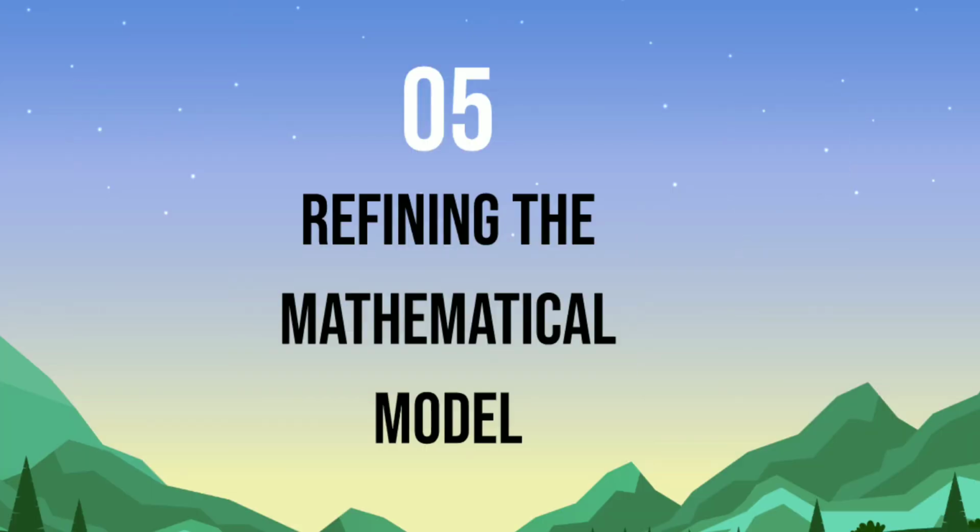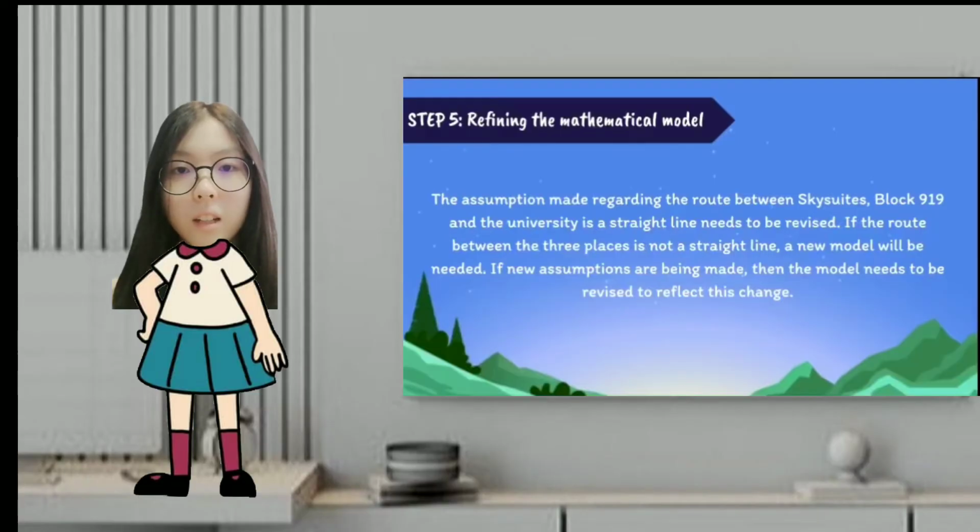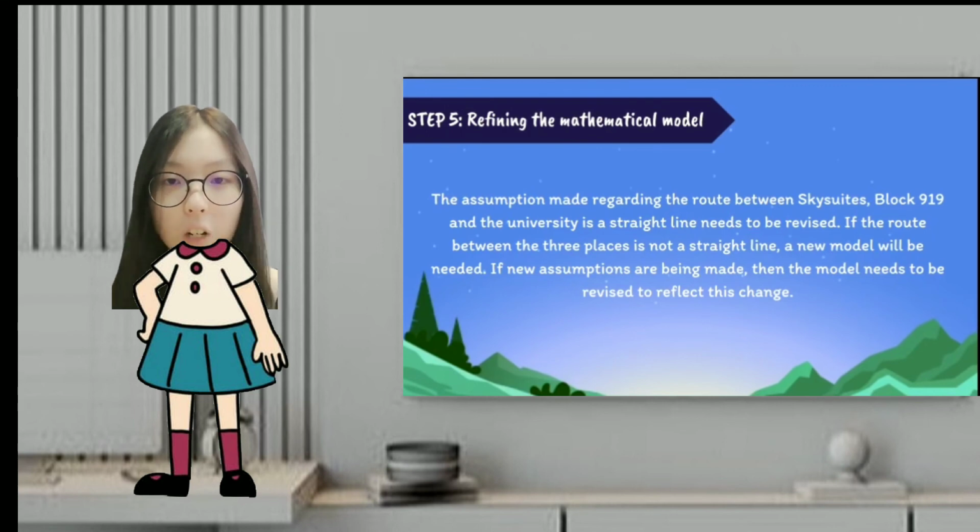Step 5. Refining the mathematical model. The assumption made regarding the route between Sky Suites Block number 9 and the university is a straight line needs to be revised. For example, if the route between the three places is not a straight line, a new model will be needed. If new assumptions are being made, then the model needs to be revised to reflect this change.